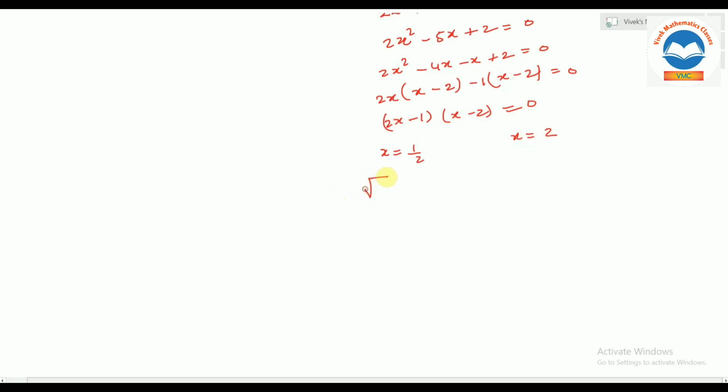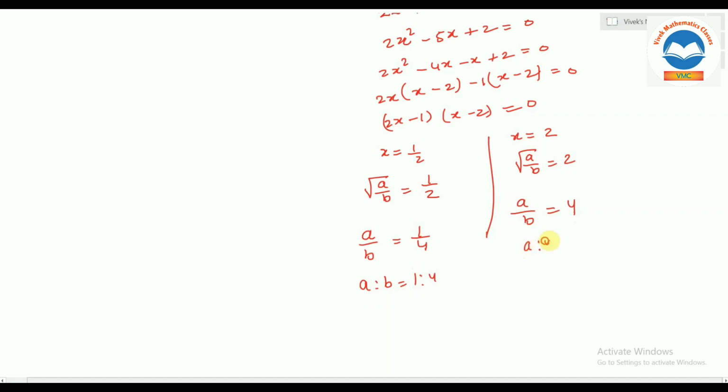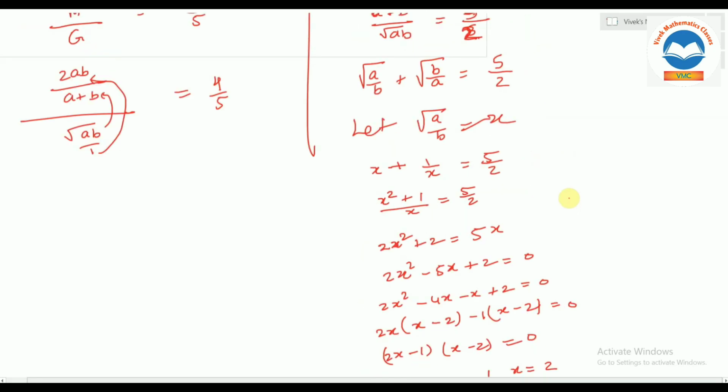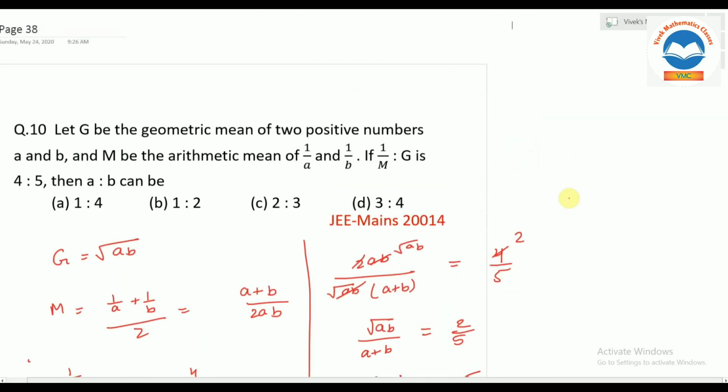So what is our x value? Root of a by b will be 1 by 2. So from here a by b will be how much? 1 by 4. And again if you take this one, root of a by b will be equal to 2, so a by b will be 4. So what will be your a ratio b? In first case a ratio b will be 1 ratio 4. In second case a ratio b will be 4 ratio 1. We will check. They are asking a ratio b. Option they have given 1 by 4. Okay, so first option will be your correct.